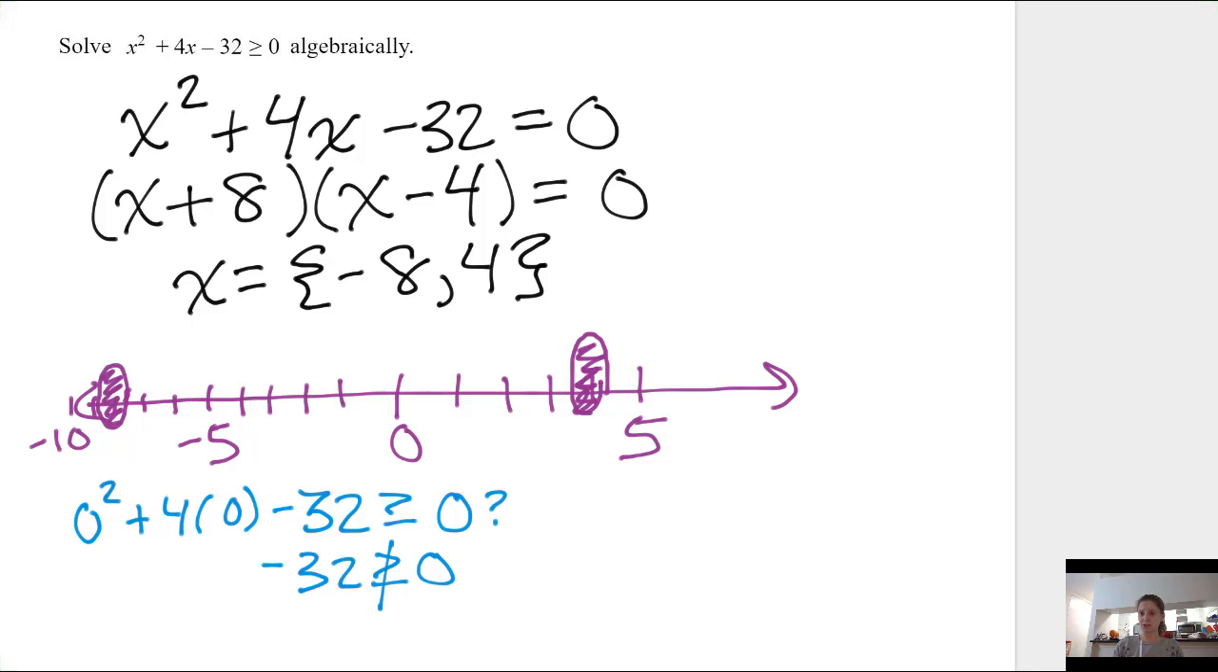0 is not part of the solution set here, so I do not shade the part that includes 0, which means I shade the outside parts. And I shade it and include an arrow, so it goes on forever towards infinity and on forever towards -infinity. Again, if you wanted to test, you could try a number greater than 4, like 5, 100 or 1,000,000, and make sure that was true. And you could try a value less than -8, like -10, -100, -1,000, and make sure that made it true.